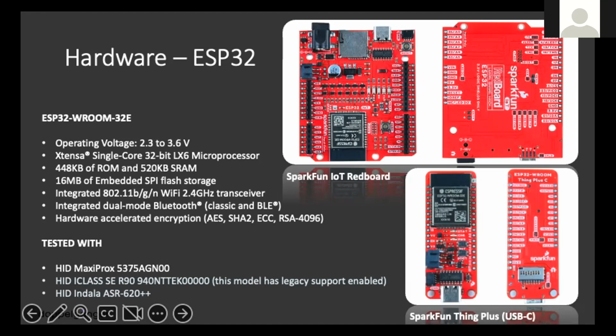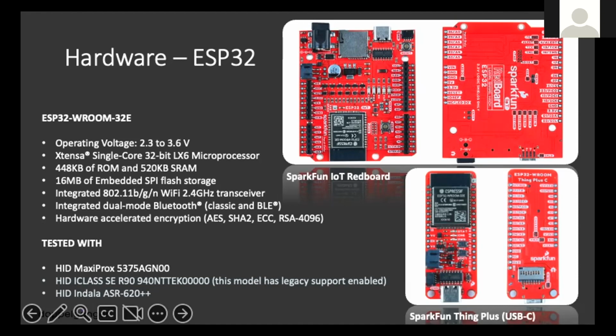The Thing Plus USB-C board, I grabbed that one after I kind of dialed everything in. That's just a smaller form factor. Either one will work with the code. You just have to make slight modifications depending on which device you intend to use. You can use any ESP32, assuming that it has an SD card slot. You just have to go in and modify a few of the dependencies to make it work for your particular application. These are just the devices I chose.